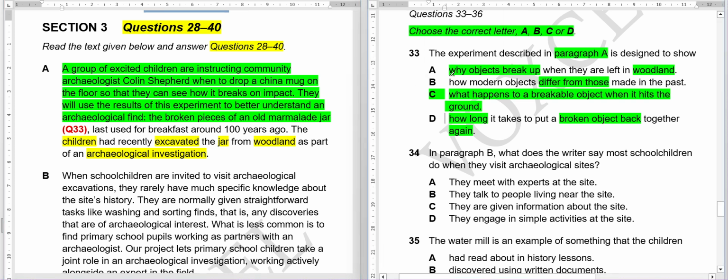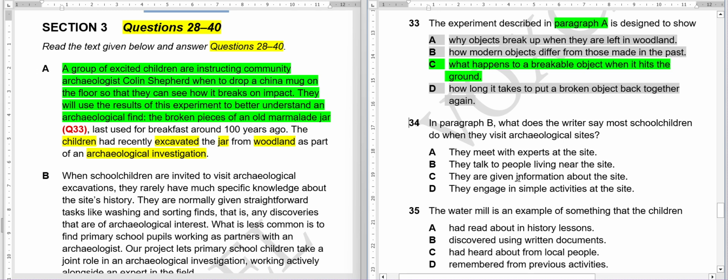Option A, why objects break up when there is nothing, no mention of this. So here they are saying that a group of children are instructing Colin Shaffer to drop a china mug, so that they can see how it breaks on impact. So they want to see how it breaks. So what happens to a breakable object when it hits the ground? It breaks, and they want to see how it breaks. There is no comparison between different objects either, and there is no mention of time. So our answer is logically C.